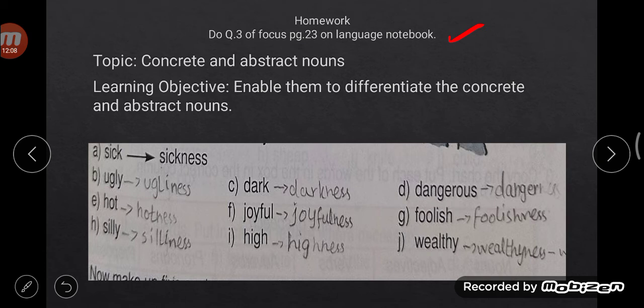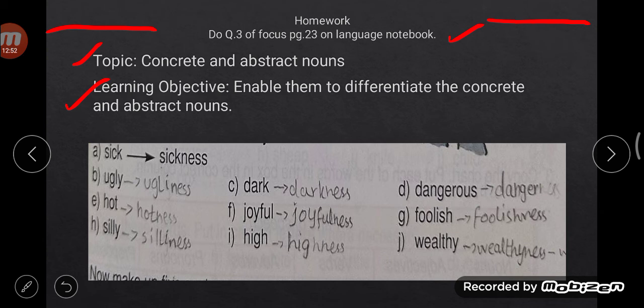So this is a very clear instruction that you have to write on the language notebook, and you know how to do your homework. You need to draw the margin lines on both sides, and then you will write the date, homework, and then day. And after this you will write the topic, because I have written here for you the topic, which is concrete and abstract nouns. And you will also mention the page number 22, and then you will write the learning objective, to enable them to differentiate the concrete and abstract nouns. Okay, after this you will write the question.